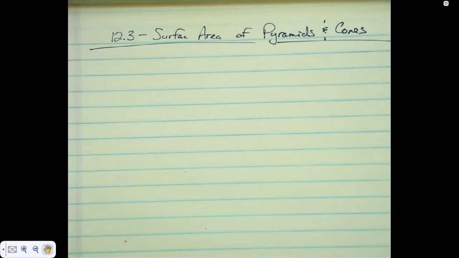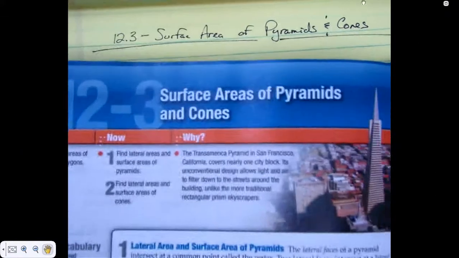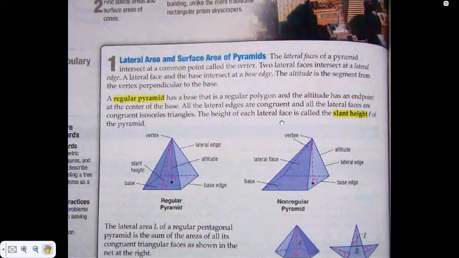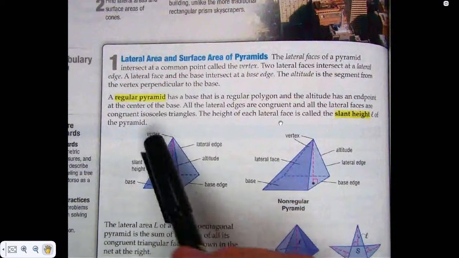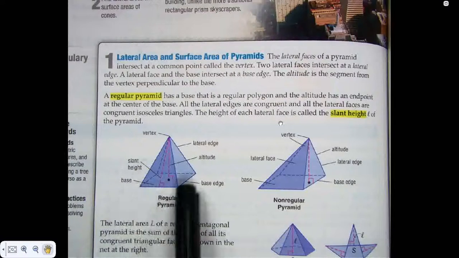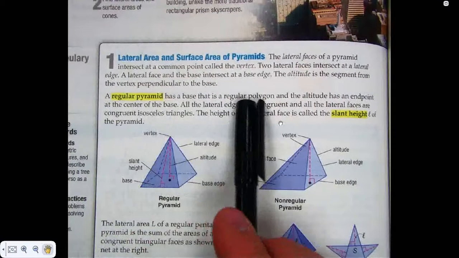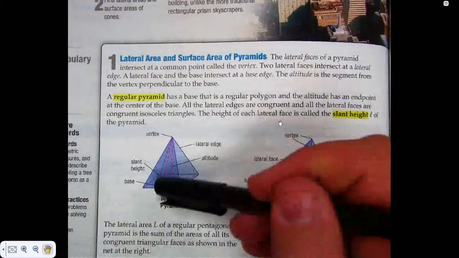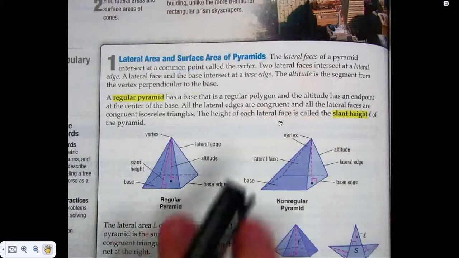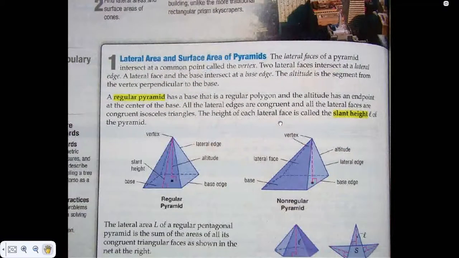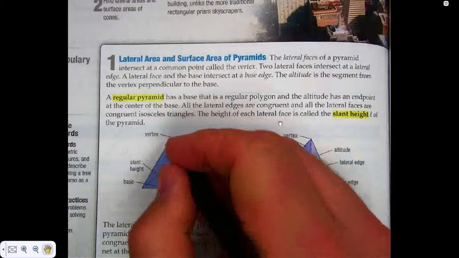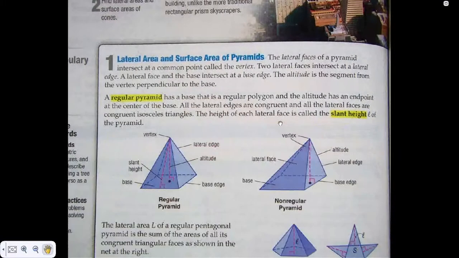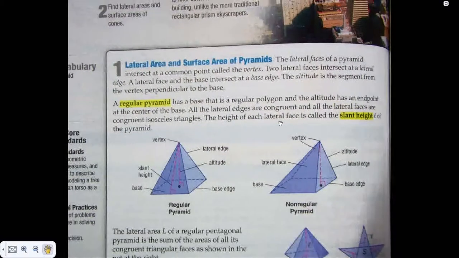First things first, you need to understand the difference between a regular pyramid and a non-regular pyramid. There's a regular pyramid if the base is a regular polygon and the altitude has an endpoint at the center of the base. In other words, it goes exactly the same angle here, here, here, and goes straight up. This point, that is the vertex, goes completely straight up from the center of the polygon. That's what makes it a regular pyramid.